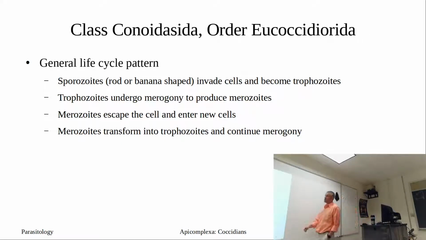This escape is traditionally rupture of the cells, destruction of the cell. So we've got a site where the release of these merozoites could produce pathology. All right, and then when these merozoites enter the new cell, they're going to transform back into trophozoites, feed a little bit, get larger, and then undergo merogeny again, and it's just going to be a regular cycle.